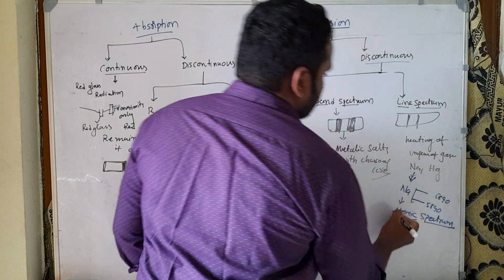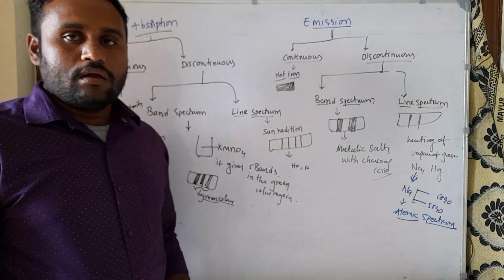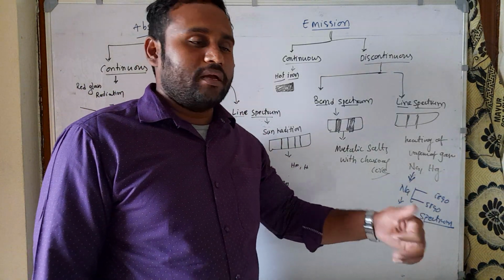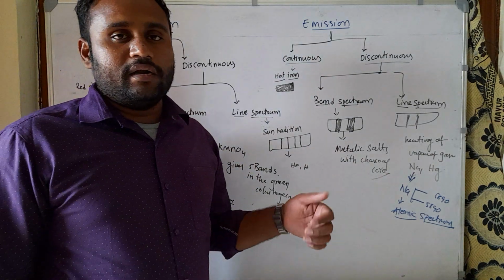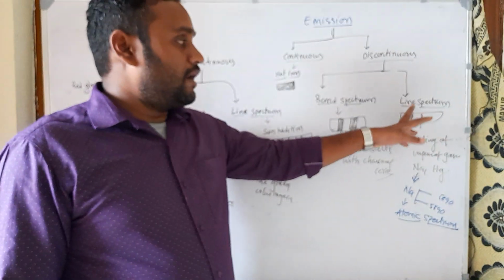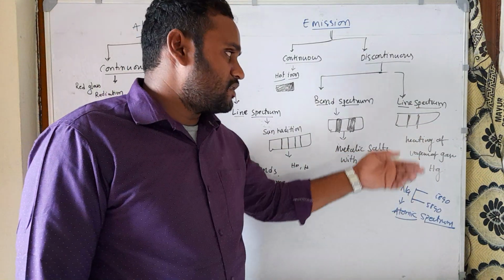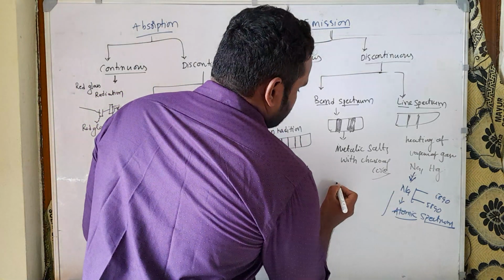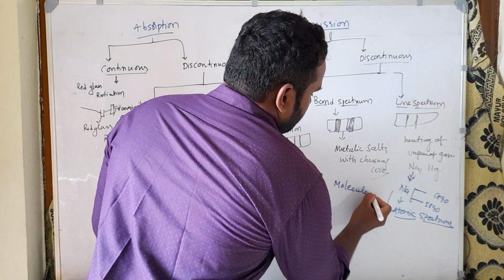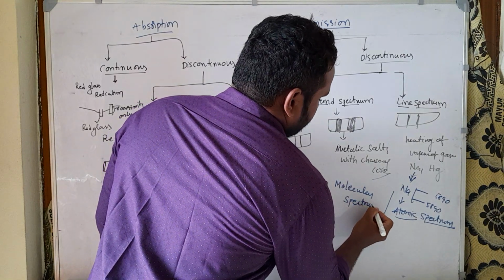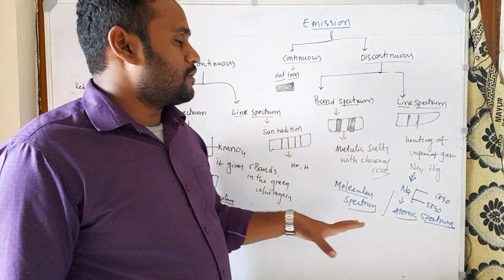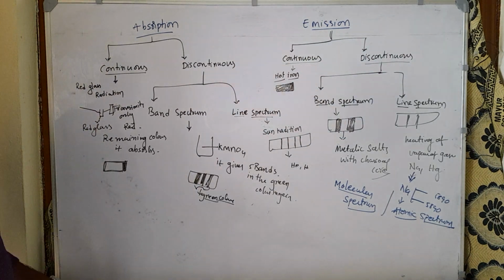Why? Because emission line spectrum is the characteristic of a particular atom, like our fingerprint. A fingerprint can detect a person; here also, a line spectrum can detect the elements. That's why it is also called atomic spectrum. And band spectrum is called molecular spectrum. By using this band spectrum, we can detect the molecules. So this is about emission spectrum and absorption spectrum. And now let us discuss the hydrogen spectrum.